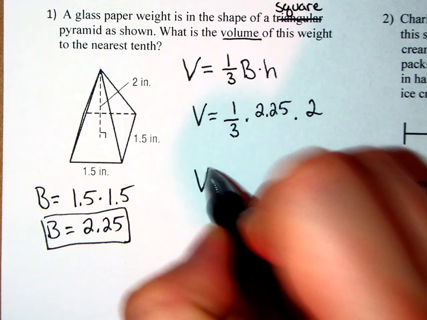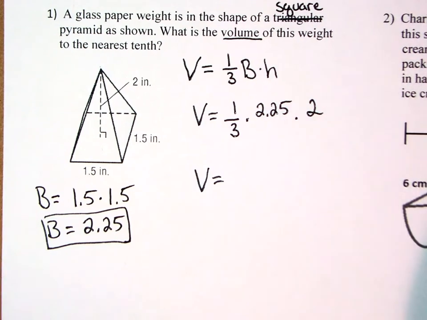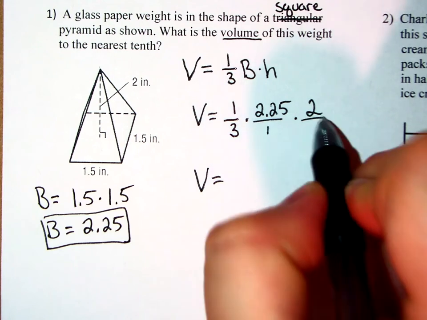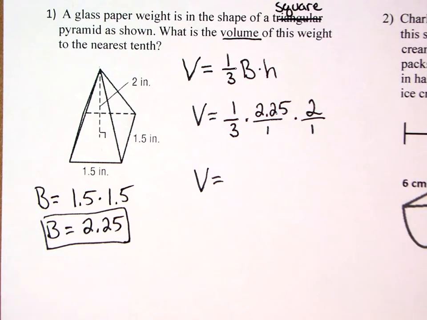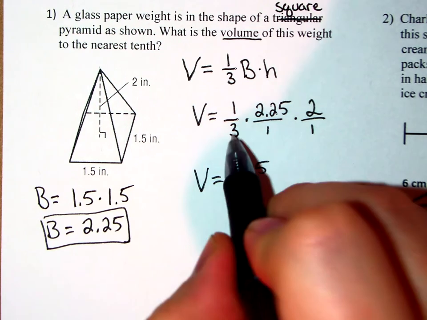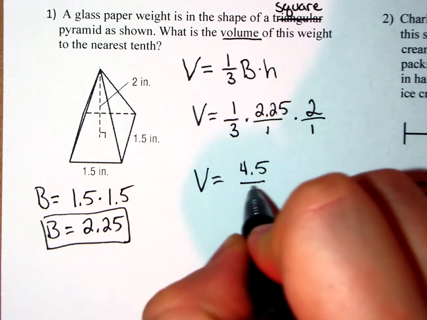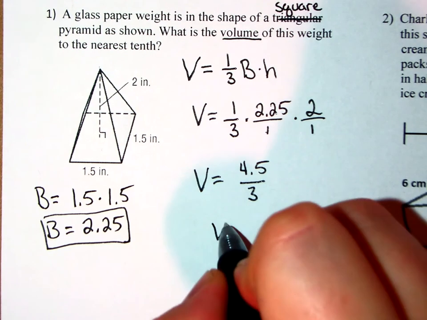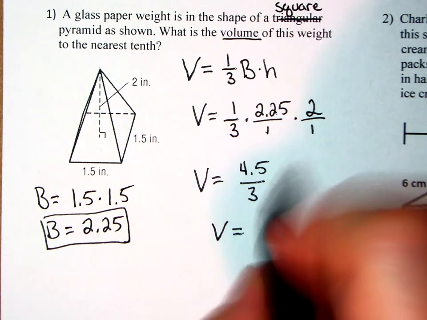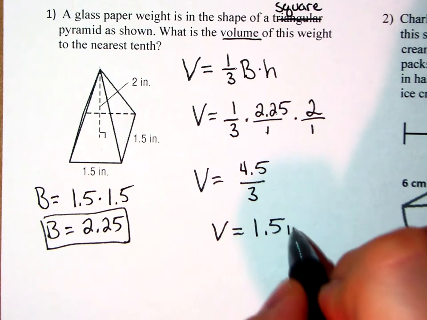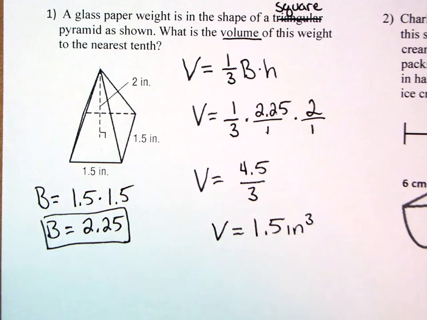And so now I'm going to simplify these expressions by multiplying straight across. 2.25 times 2 would be 4.5. 3 times 1 times 1, well, that would be 3. Again, simplify one more time. 4.5 divided by 3 is 1.5 inches cubed, which is the volume of this weight to the nearest tenth.